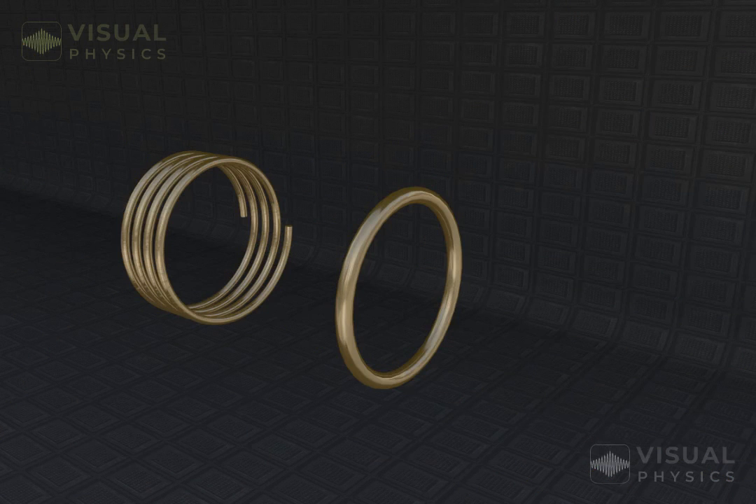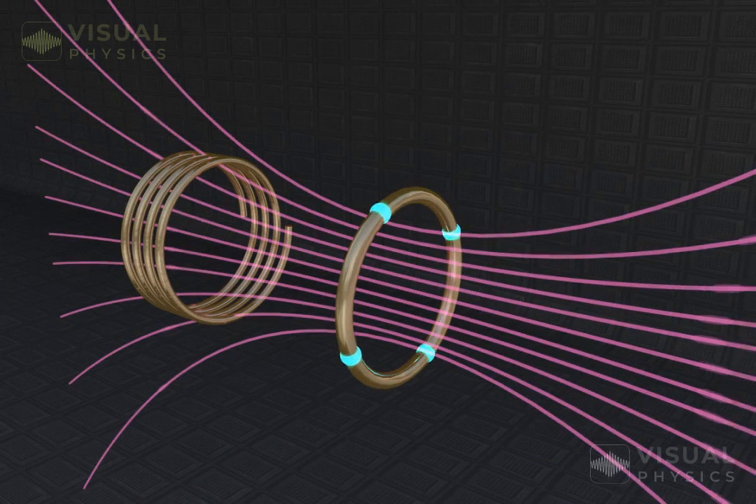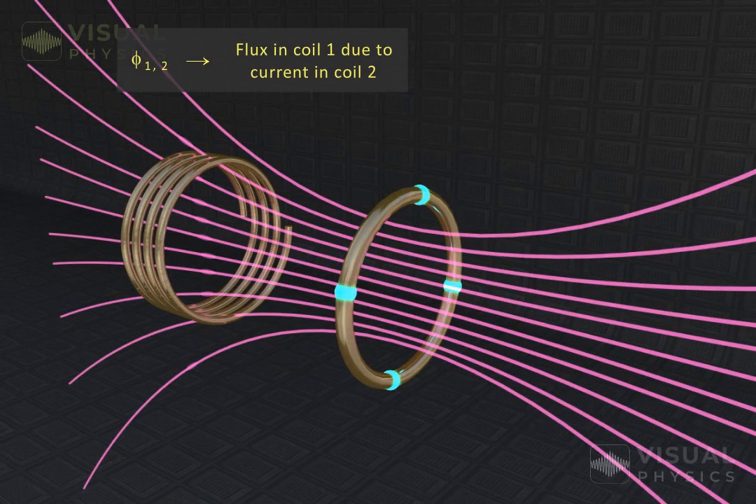We could repeat the process the other way around. That is, second coil has current. In this case, let us say that flux in the first coil, due to current in second coil, is equal to this term. If coils are in vacuum, then flux through the first coil will be proportional to the current in the second coil.